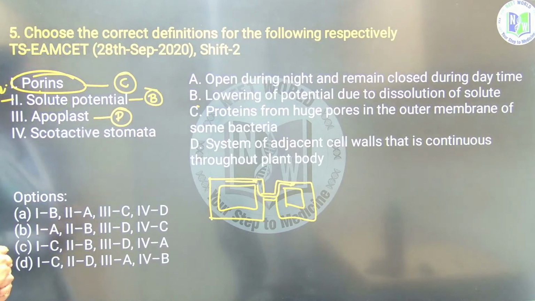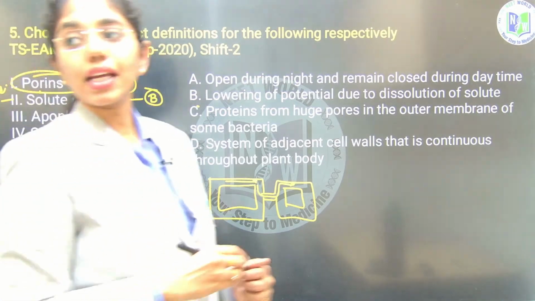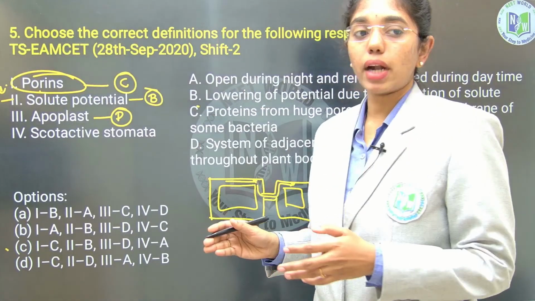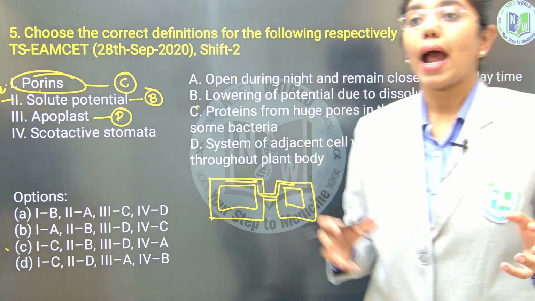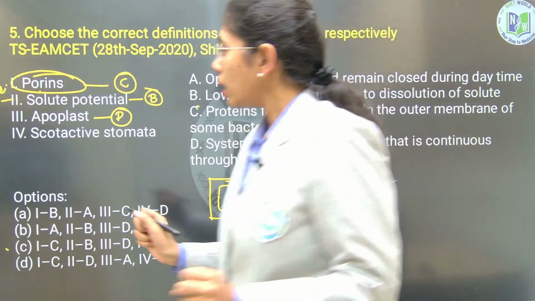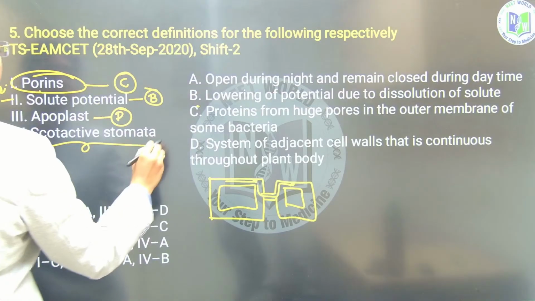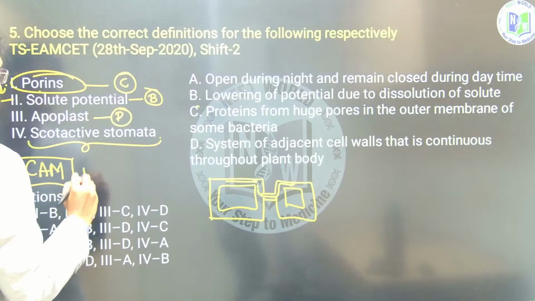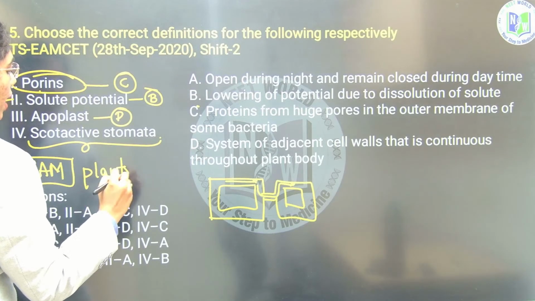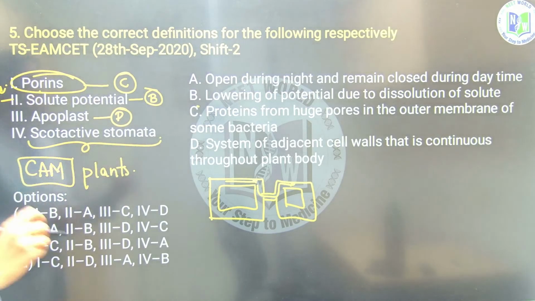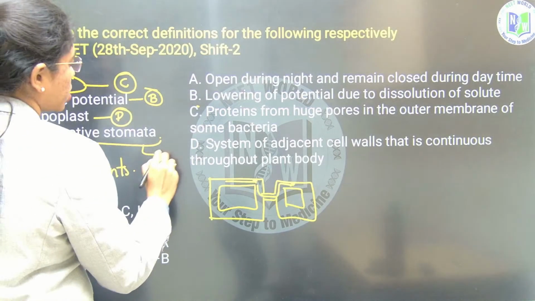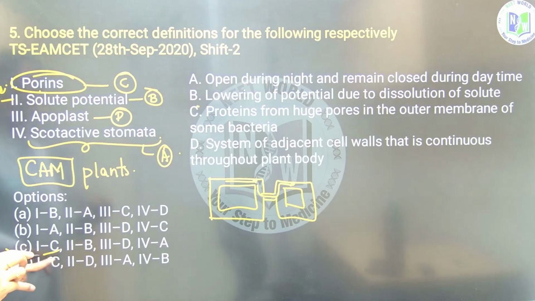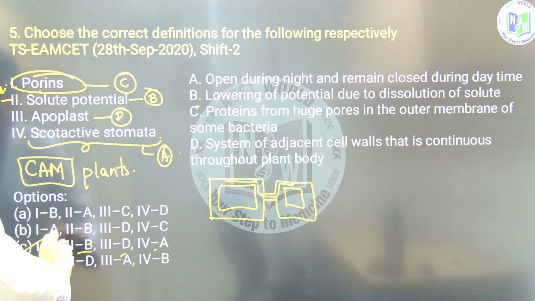Next is scotoactive stomata. Scotoactive stomata is present in CAM plants. This is the type of stomata where stomata opens during night time and closes during daytime. Okay, scotoactive stomata is usually observed in CAM plants, where stomata opens during night and closes during daytime. Here it is option A. Here we go. First one is C, followed by B, D and A. Option C is the right answer.